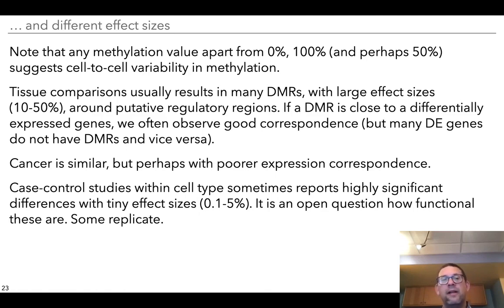If we also differentially express genes, and we have a differentially methylated region that's close to a differentially expressed gene, we often observe quite good correspondence between the magnitude of the change in methylation and the magnitude of the expression change. That being said, there are always many differentially expressed genes that don't have differentially methylated regions nearby, and vice versa. So it's absolutely not a strong relationship, but there is a relationship.